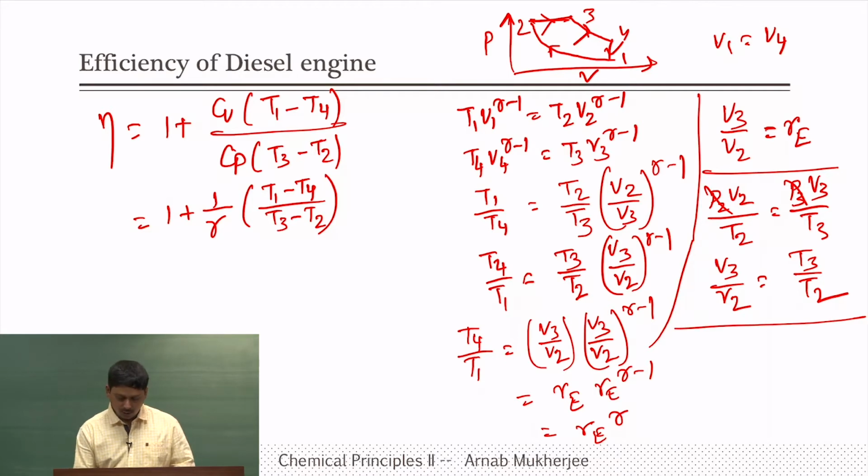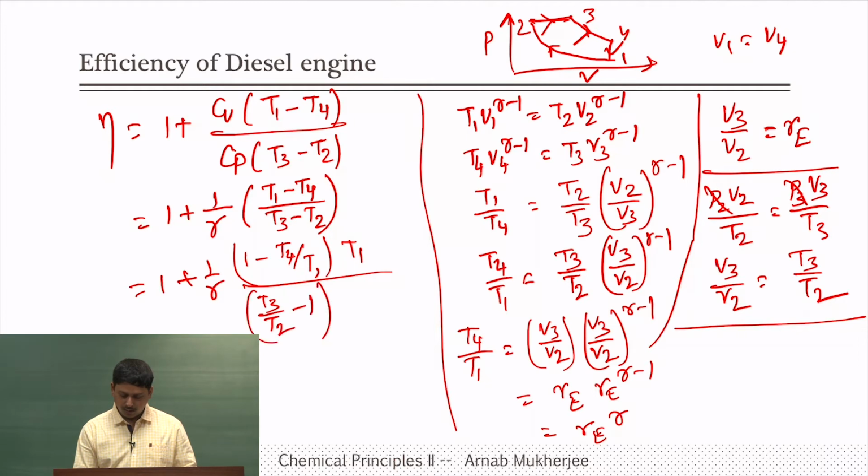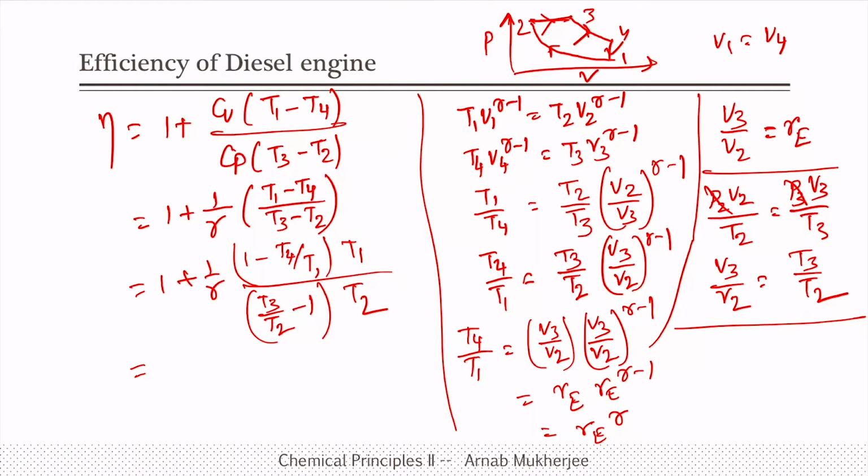and so now let us come back to this left hand side. So, it is 1 plus 1 by gamma. Let us take T1 common. So, if I take T1 common, it will become 1 minus T4 by T1, and T1 outside. Let us take T2 common. So, T3 by T2 minus 1 T2. Now, let us take a negative of this numerator. So, 1 minus 1 by gamma, T4 by T1 minus 1, T3 by T2 minus 1, T1 by T2.